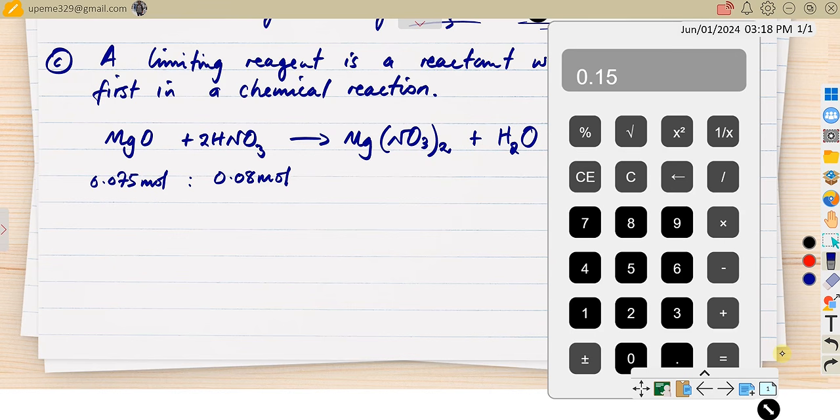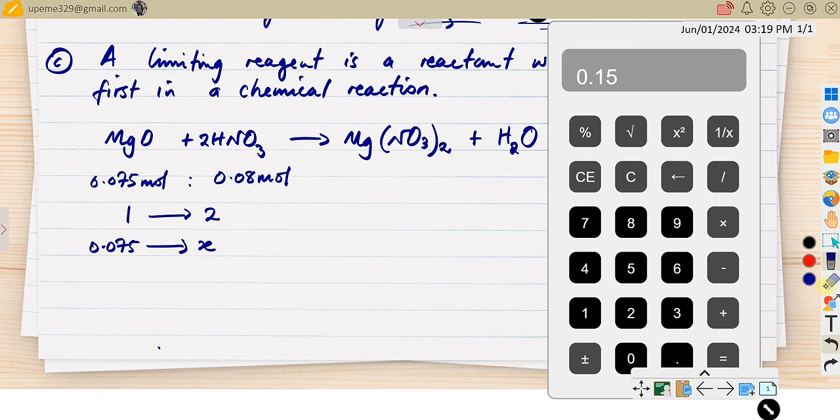But this is how we do it when we are calculating. We always test. So these are given moles. If I'm given 1 mole of magnesium, it will always require 2 moles of nitric acid. That's how it goes in a chemical equation. That's how they react. But then you say, if I'm given 0.075 moles of magnesium, then you assume to say how much will be needed here.